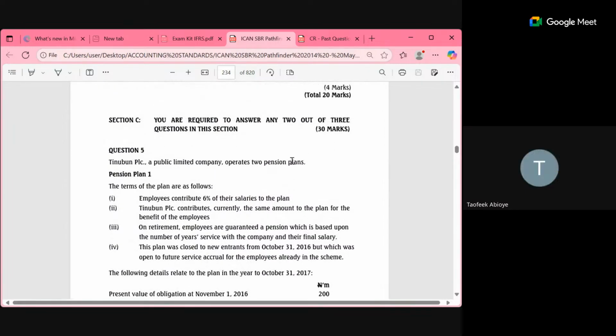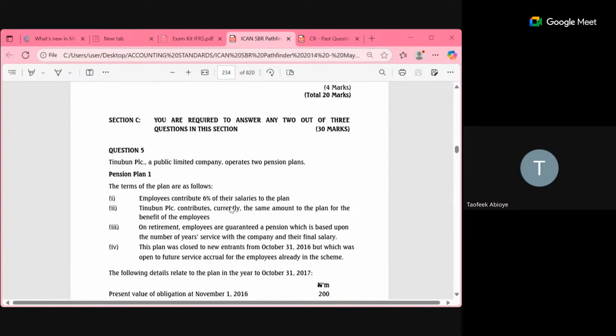Pension plan 1. The terms of the plan are as follows. Now, they said employees contribute 6% of their salary to the plan. Tinubu currently contributes the same amount to the plan for the benefit of employees. Yes. Now, on retirement, employees are guaranteed a pension which is based upon the number of years with the company and their final salary.